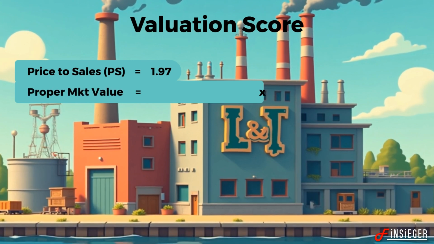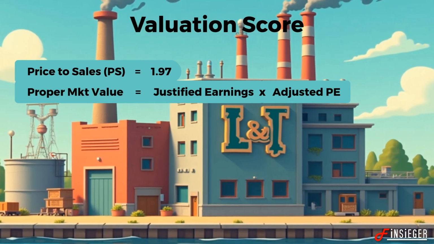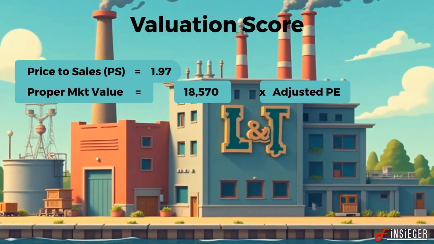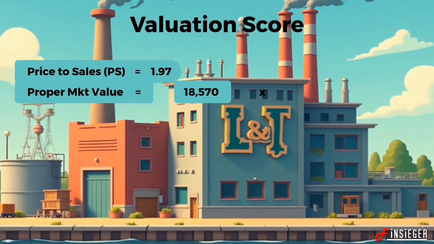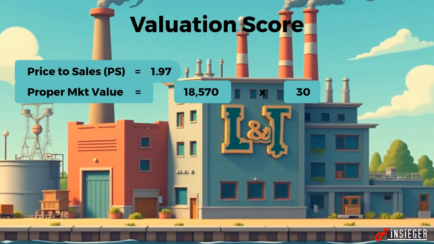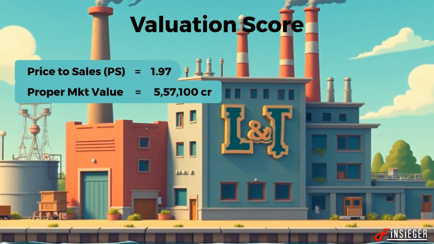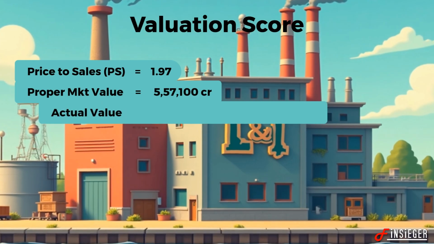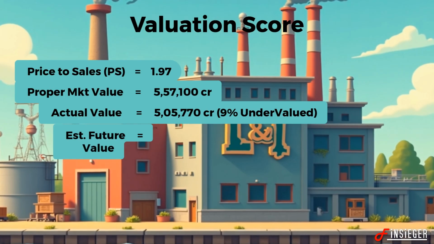Proper market value is calculated by justified earnings multiplied by adjusted PE. In L&T's case, justified earning is 18,570 crore, which is multiplied by the adjusted PE according to 9.5% growth, which is 30. So we get the proper value as 5,57,000 crores, which is closer to its actual value, which proves the stock is properly valued.